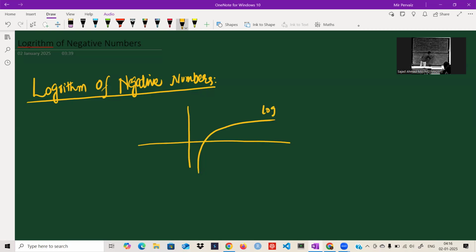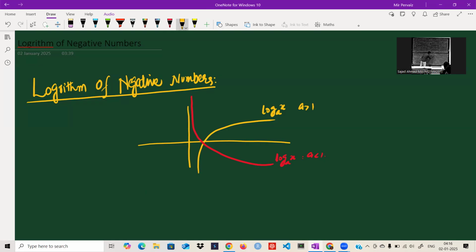This is log of x to the base a when a is greater than 1, and this is log of x to the base a when a is less than 1. So clearly this function is not defined on the negative side of the x-axis.